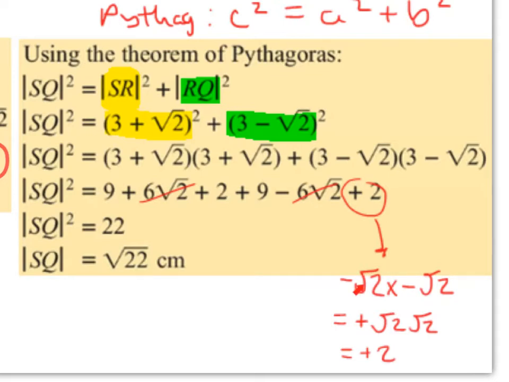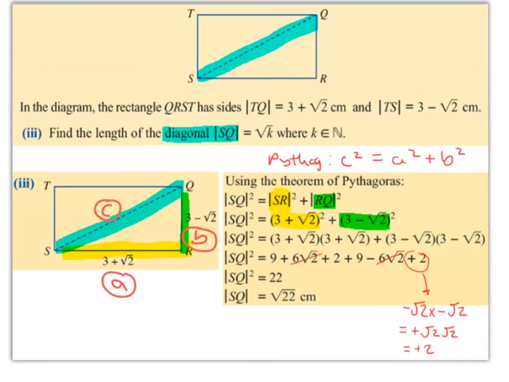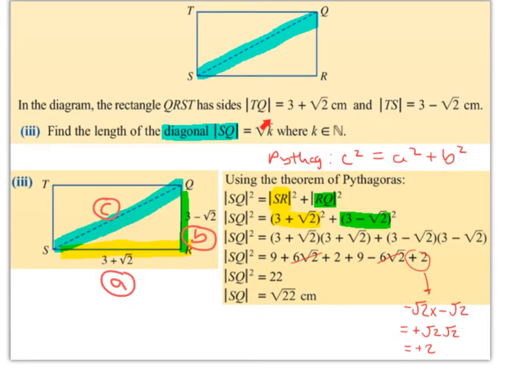So minus root 2 times minus root 2, well, a minus by minus is a plus, so it's plus root 2 times root 2, which is going to be just plus 2. So then 6 root 2 and minus 6 root 2 will cancel, and 9 plus 2 plus 9 plus 2 is 22. So if SQ squared is equal to 22, then SQ will be equal to the square root of 22. So we just leave it as root 22 centimetres. Because we wanted our answer in surd form, where k is an element of the natural number set, and 22 is indeed a natural number.